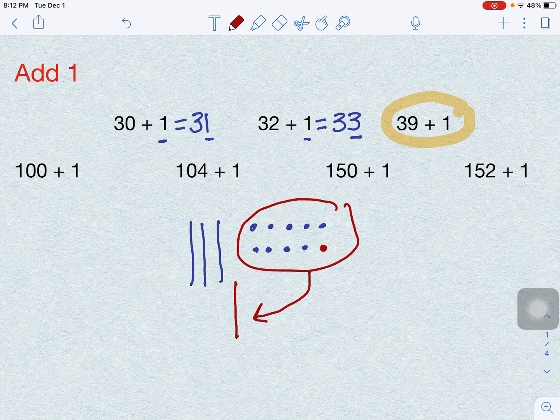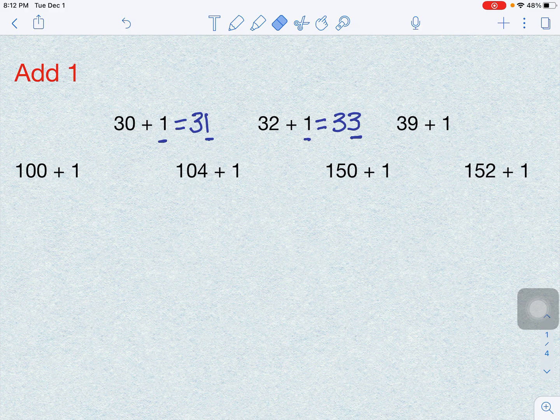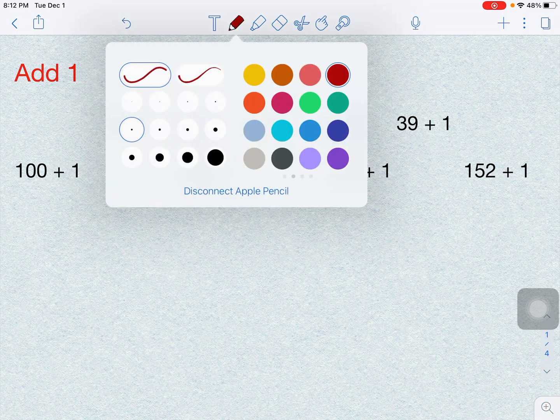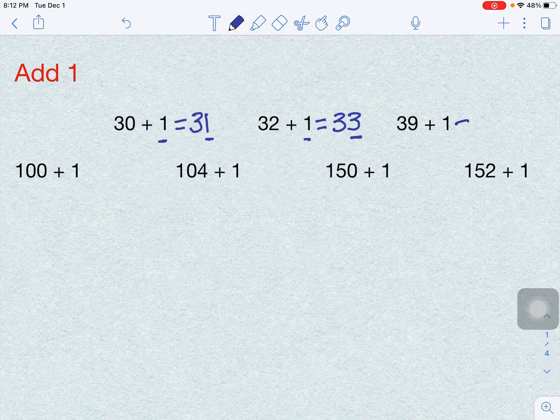40. So in this case, when the 9 is in the ones place and we add a 1 to it, then we are going to change the tens place because we're going to the new 10, or as we sometimes like to call it, the new decade. So when we added 39 and 1, we got 40.